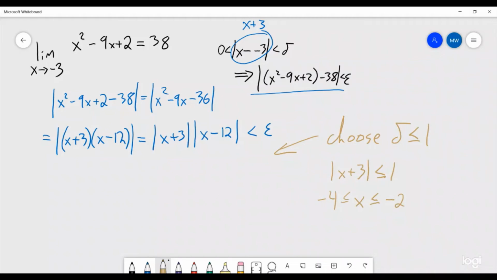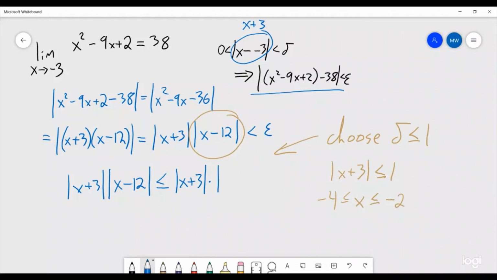We need to figure out which of those is going to make this the biggest. So plugging in -2 would make x minus 12 be -14, but if we use -4, that would be -16. So what we can say is we can guarantee that absolute value of x plus 3 times absolute value of x minus 12 is less than or equal to absolute value of x plus 3 times 16, because that was the largest that absolute value of x minus 12 could be.